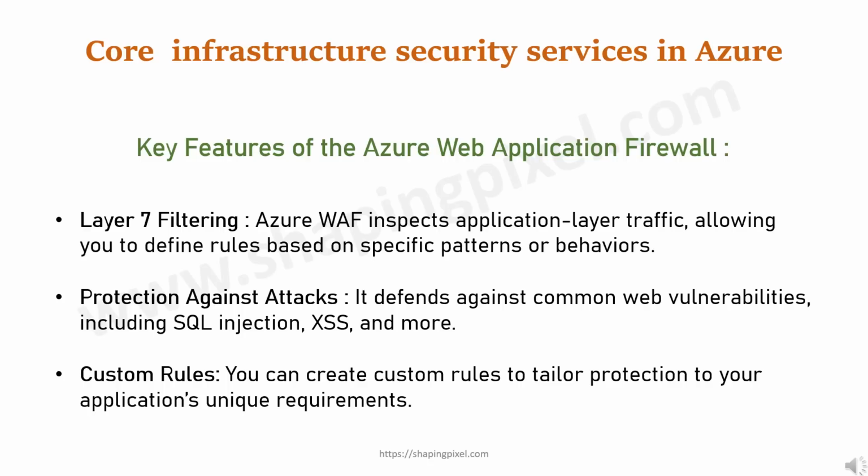Key features of the Azure Web Application Firewall. Layer 7 filtering. Azure Web Application Firewall inspects application layer traffic, allowing you to define rules based on specific patterns or behaviors. Protection against attacks. It defends against common web vulnerabilities, including SQL injection, XSS, and more.